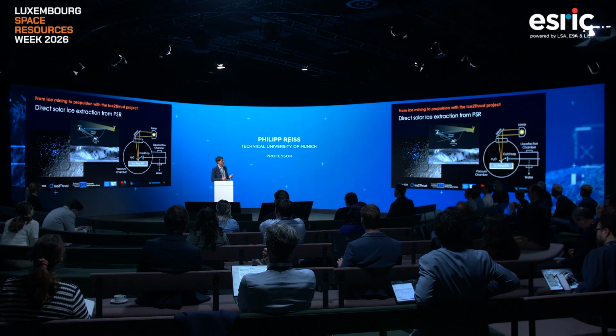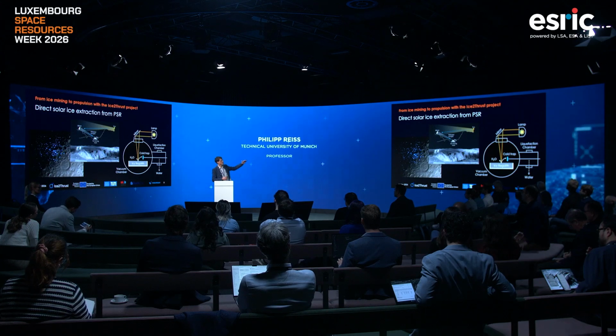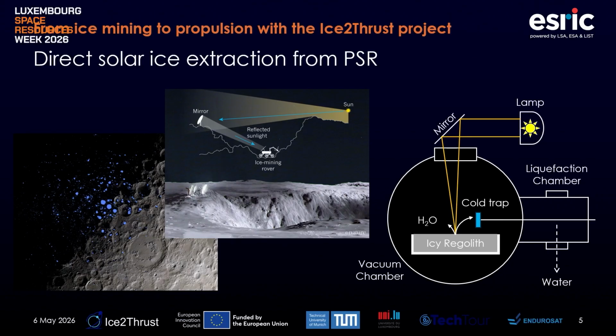But the general idea is depicted here in this illustration of the Nature magazine, that you would use the very shallowly incoming solar radiation redirected via mirrors that are sitting on the rims of these craters, redirected into the PSRs, into the dark areas where you would find ice, and then there would be a rover that would collect the evaporating ice and bring it to a storage tank.